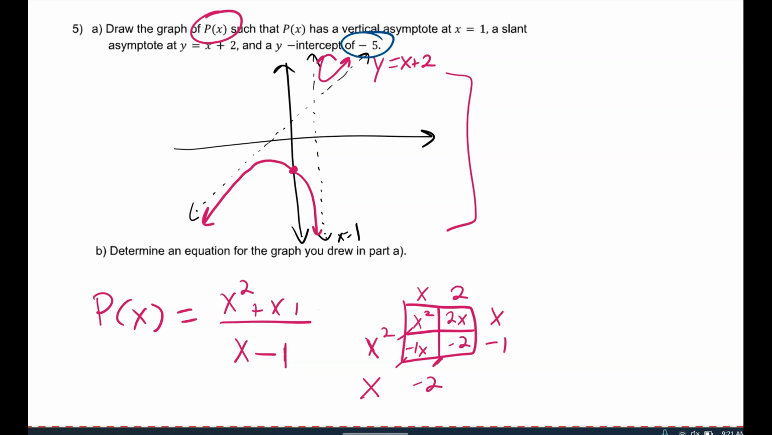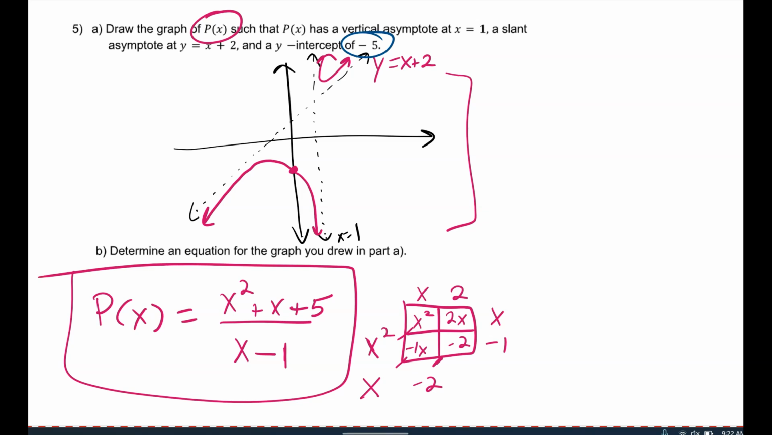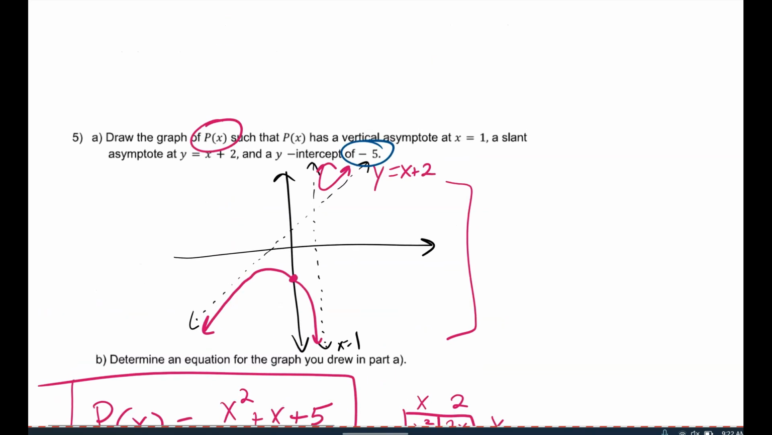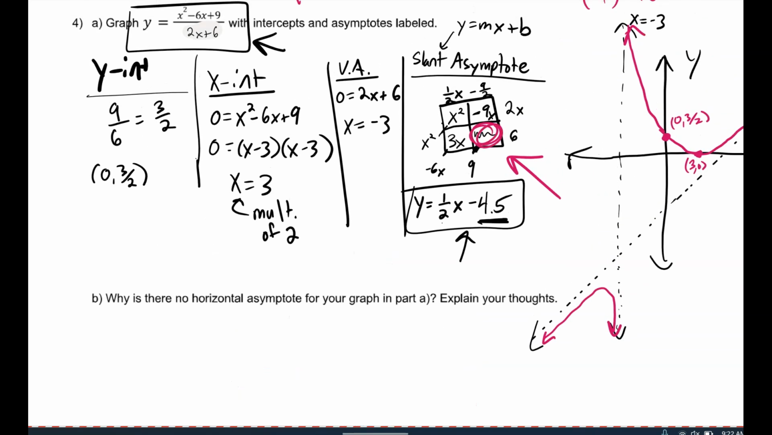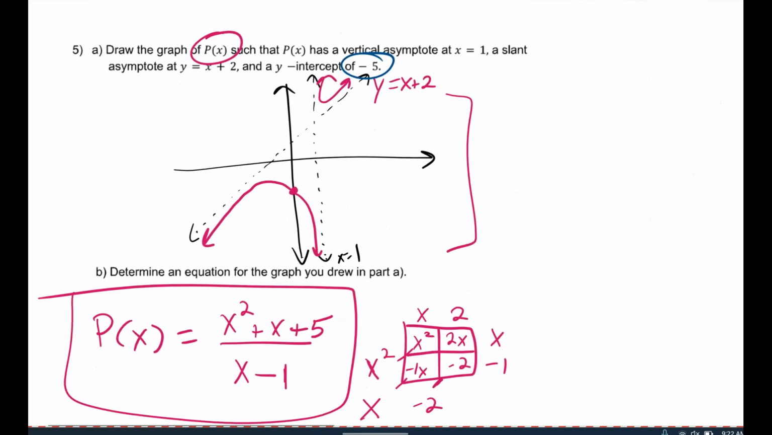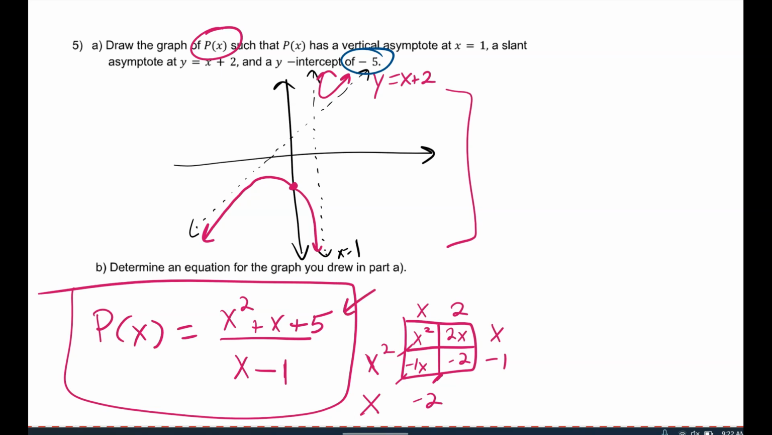So to fix that, I can just make the constant in the numerator positive 5, such that if I were to substitute in 0 for x, these would reduce to negative 5. Because it doesn't actually matter what that number in the bottom box is, because remember, you're going to have some sort of remainder when you do this division, and that's not going to affect what the slant asymptote is, because for very large values of x, that remainder part is going to go off to 0 anyway. So that constant in the numerator can be whatever I need it to be to make the y-intercept whatever point they give me. And I might not even give you the y-intercept. I can give you any point on the graph, and that should inform what that constant has to be.